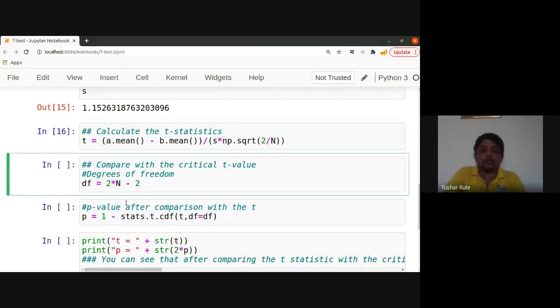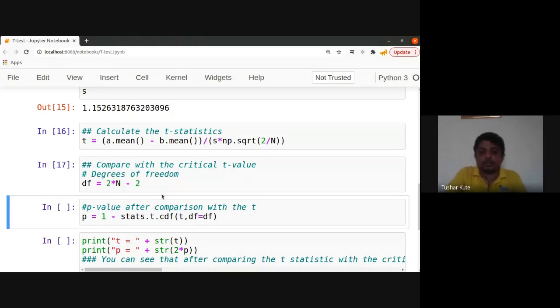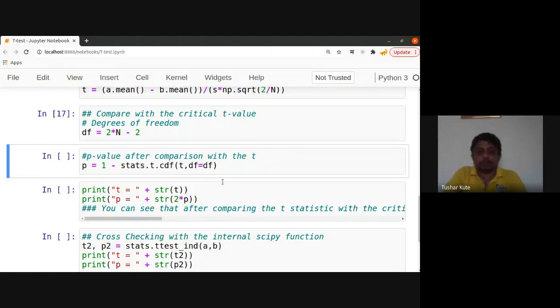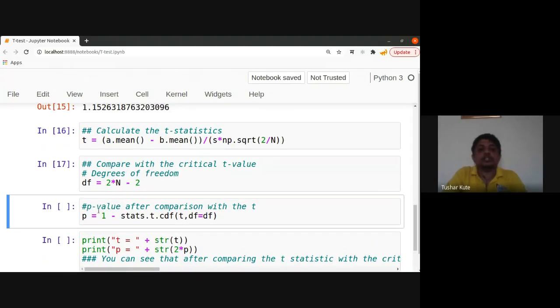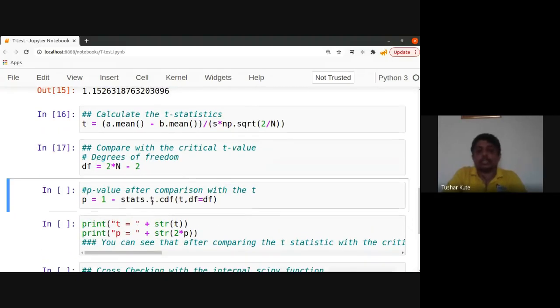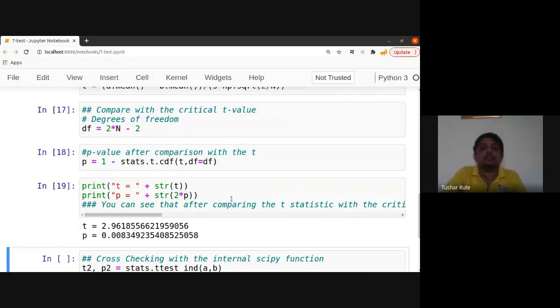So 2 into n minus 2. So degrees of freedom df is calculated. Then the p value is calculated. So p is calculated by using this formula, 1 minus stats dot t dot cdf of t, where I am passing the degrees of freedom here, df is equal to df. Its parameter is present there in cdf. This function makes use of the degrees of freedom, and based on that we calculate the p value there, and you can see this p value.